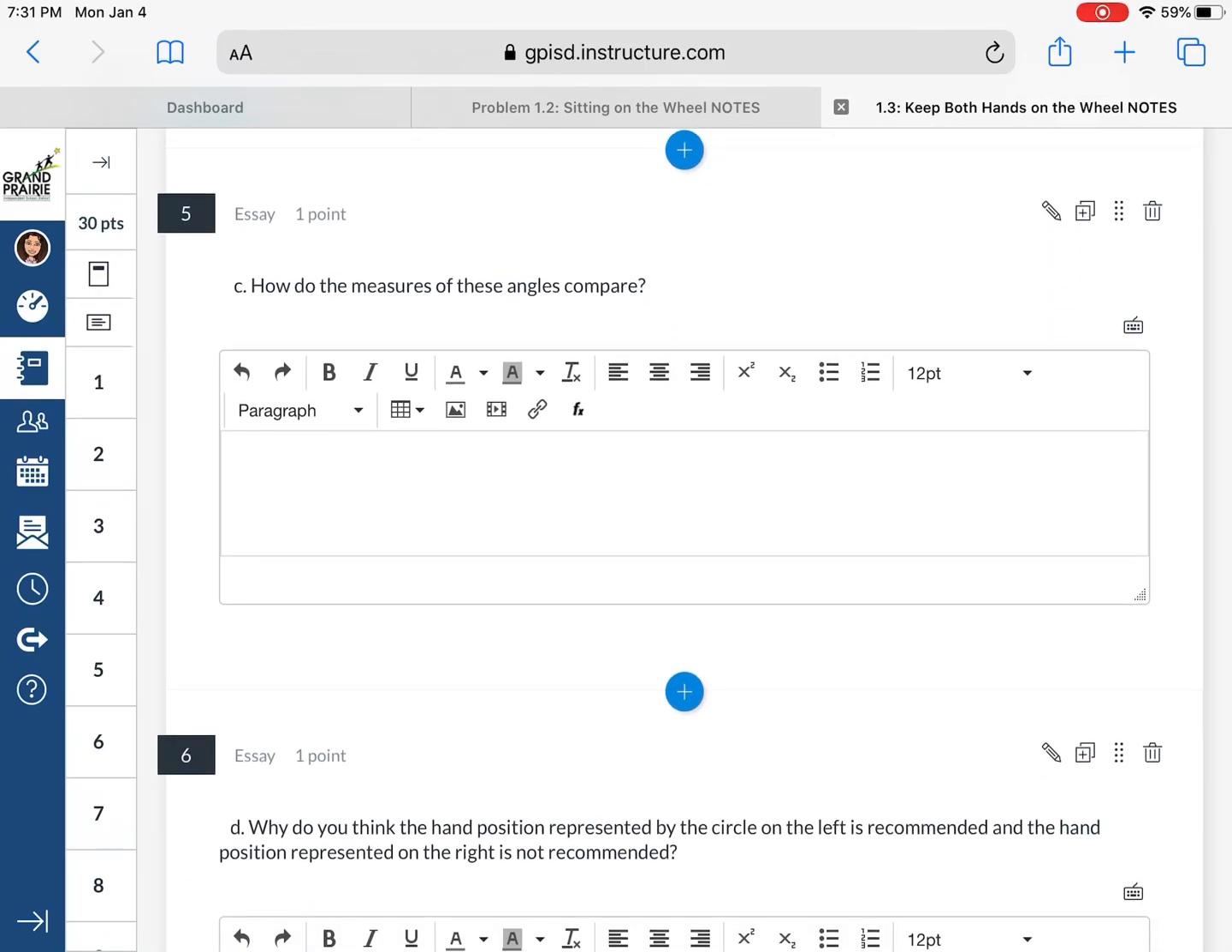Now, how do these angles compare? So let's not just look at how we could find the measures without a protractor, but comparing them, what do you notice? Go ahead and pause the video and see if you can figure that out. Go back to the picture if you need to. How do the measures of these angles compare? Well, if you notice that angle CPD is half of the measure of angle AOB, that is correct. Go ahead and type that in.